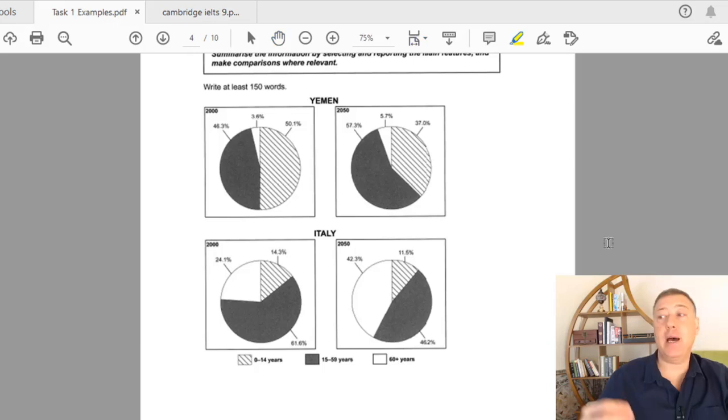And in terms of how do we group the data, so here we clearly want to make comparisons between each country. So having one body paragraph or one details paragraph about the year 2000 and then another one about the year 2050 is going to be very easy in terms of the information, being able to compare it. So, you know, the age group 0 to 14 was 50.1% in Yemen, the highest number in Yemen, whereas it was the lowest number in Italy at 14.3%.